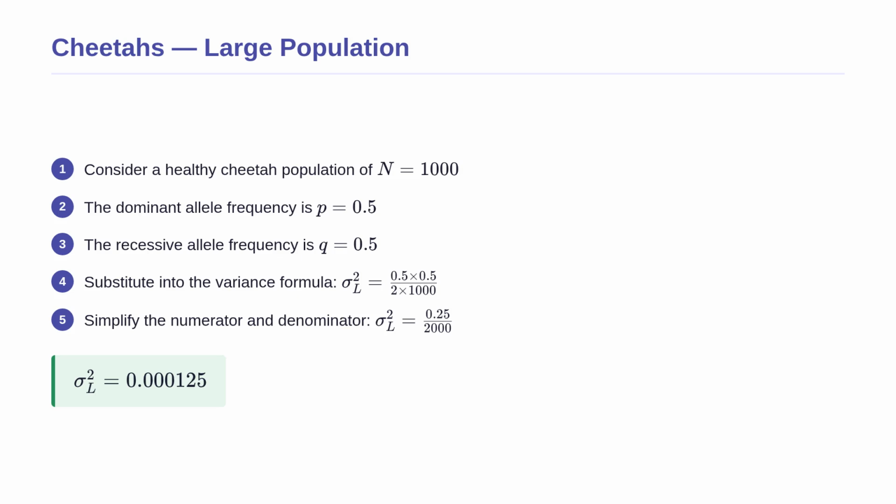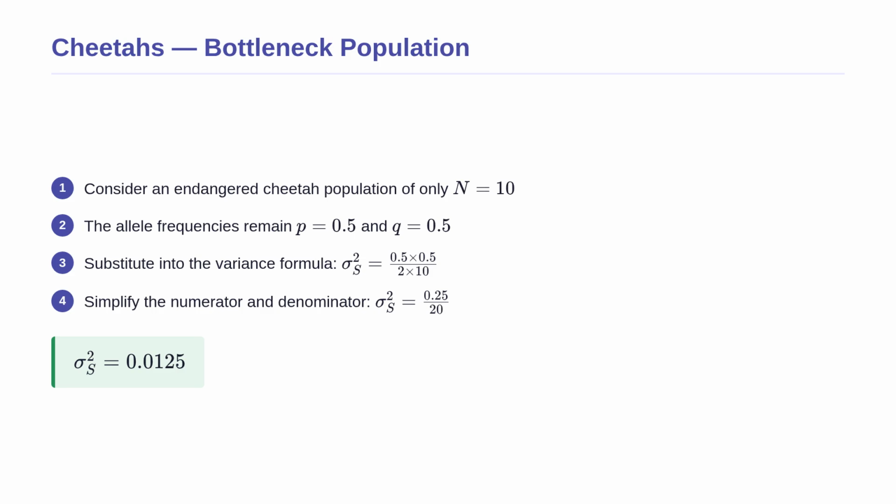Now that we have our formula, let us look at a practical example to see exactly how population size affects genetic drift. Imagine a healthy population of 1,000 cheetahs that has a specific gene for coat pattern. The frequency of the dominant allele, p, is 0.5, and the recessive allele, q, is also 0.5. We want to calculate the expected variance. We substitute p, q, and n into our variance equation. The numerator becomes 0.25, and the denominator becomes 2,000. Dividing these gives us a final variance of 0.000125. This extremely small number means the allele frequency is highly likely to stay very close to 0.5 in the next generation.